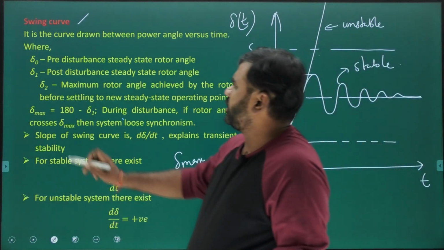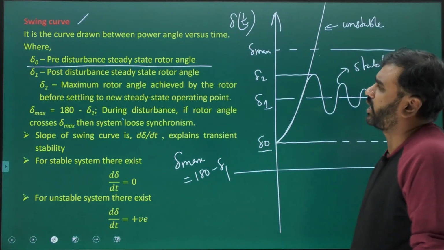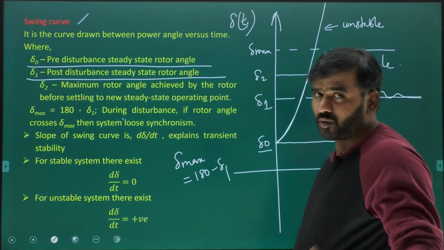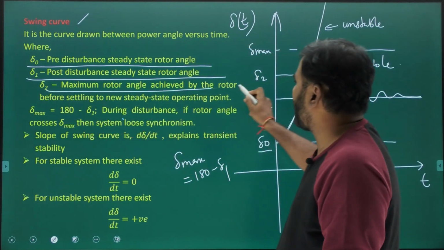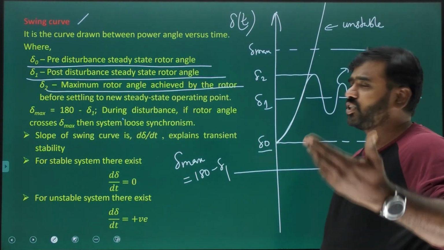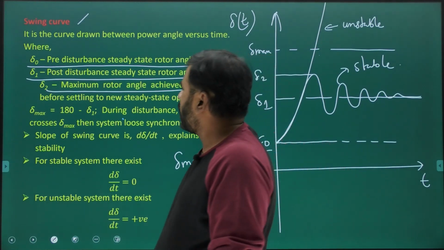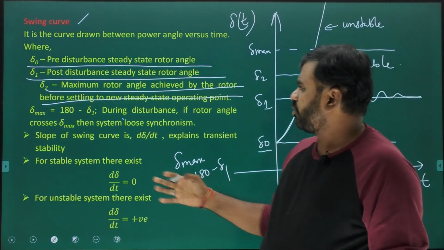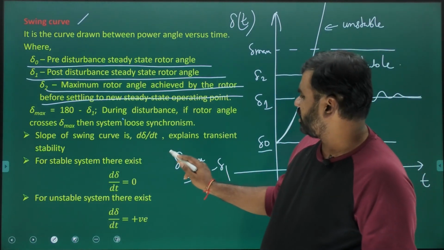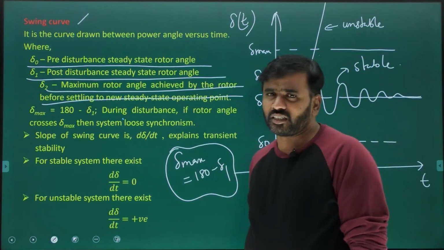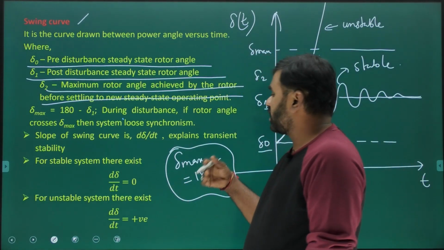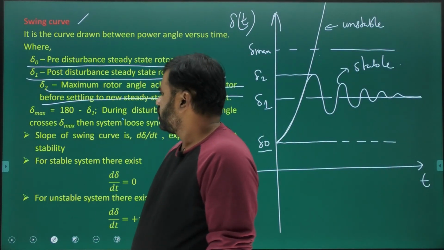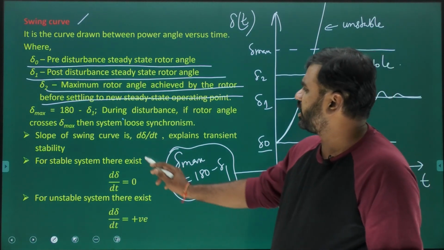So just see here, delta naught is the pre-disturbance steady state rotor angle. Delta 1 is the post-disturbance steady state rotor angle if the system is stable after the disturbance. Delta 2 is the maximum rotor angle, or maximum excursion of rotor angle during oscillations, before settling to the new steady state operating point. Delta max we just defined. And what is the importance of delta max? If the rotor angle is increasing above delta max, then you can say the system is unstable.